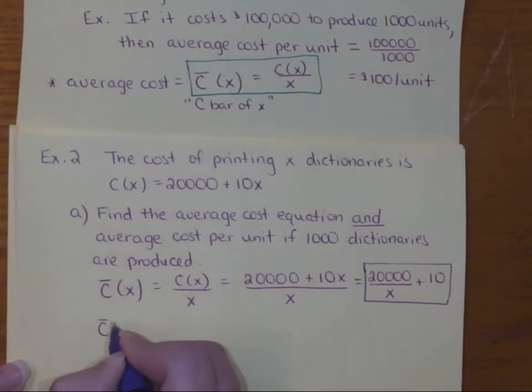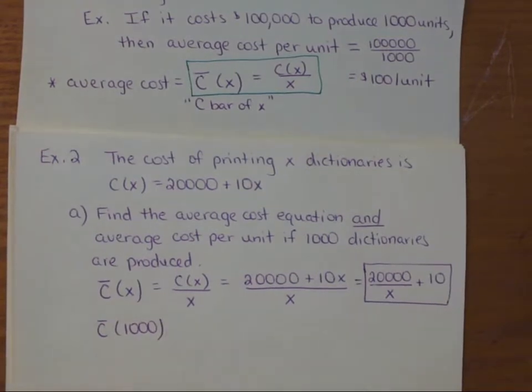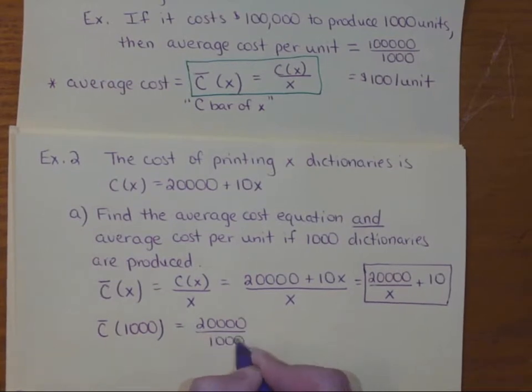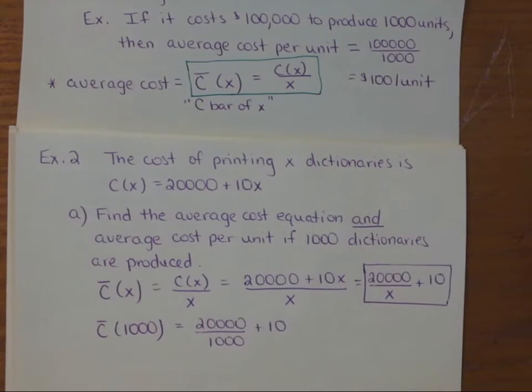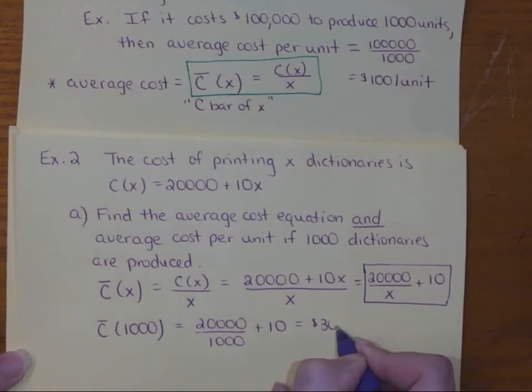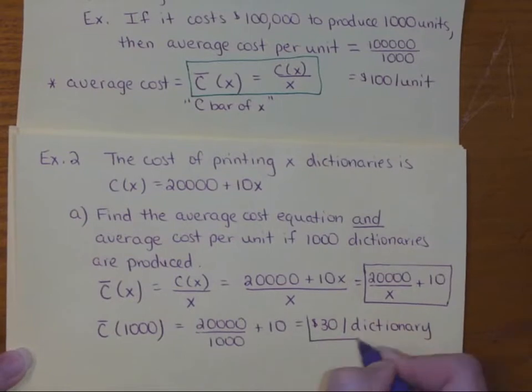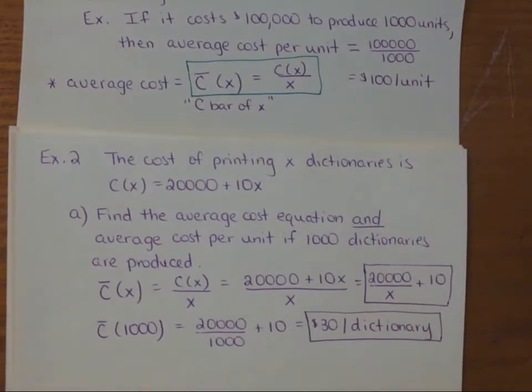Now let's find the average cost if 1,000 items are produced. Notice I don't say C of X, I say C bar of 1,000 rather than just C of 1,000. So I take 20,000 divided by 1,000 plus 10. 20,000 divided by 1,000 is 20, plus 10 is 30. Make sure you know what this means. This means the average cost per dictionary is $30. For every dictionary we produce at this level, we have an additional cost of $30.